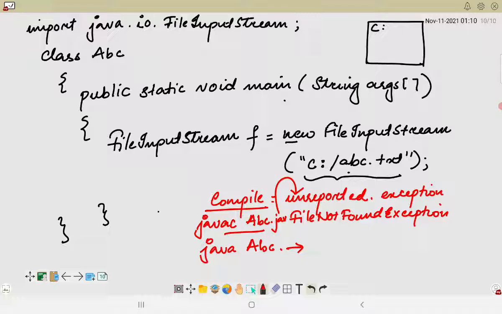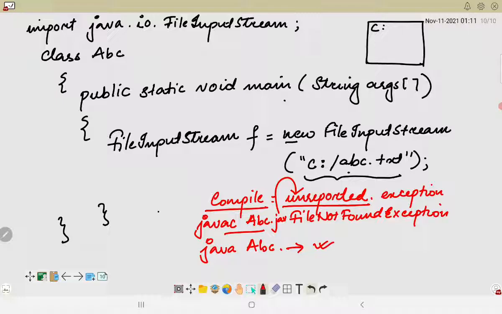That means we have to handle that particular exception either using the try catch block or the throws or throwable classes, and we have to find an alternate way of handling this particular exception. However, this unreported exception will get converted into an exception, or the exception will actually occur at this point when we are trying to execute this.